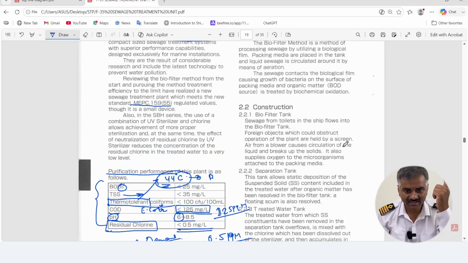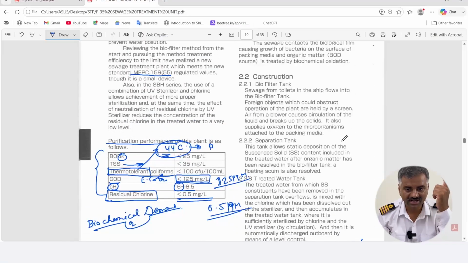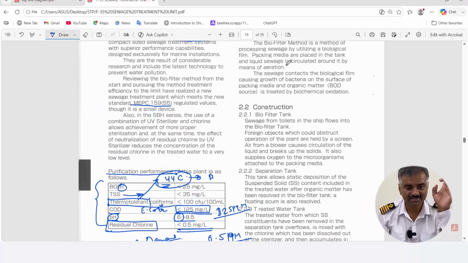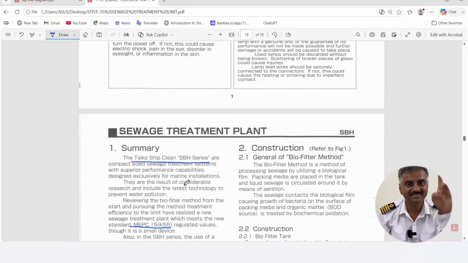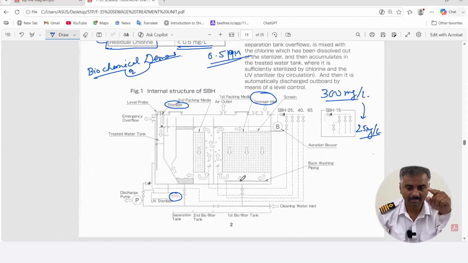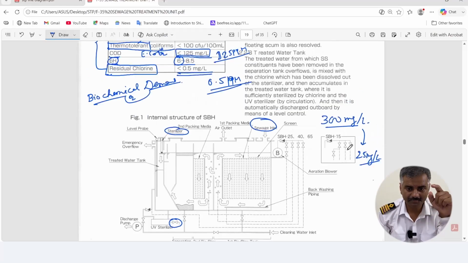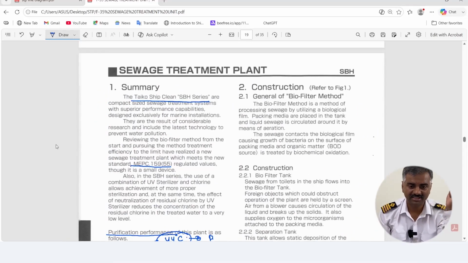So that is about the performance standard of the sewage treatment plant for the Tyco SBH series. When we meet next, we will be discussing the sewage treatment plant, this diagram, and a few important points regarding that. Thank you.